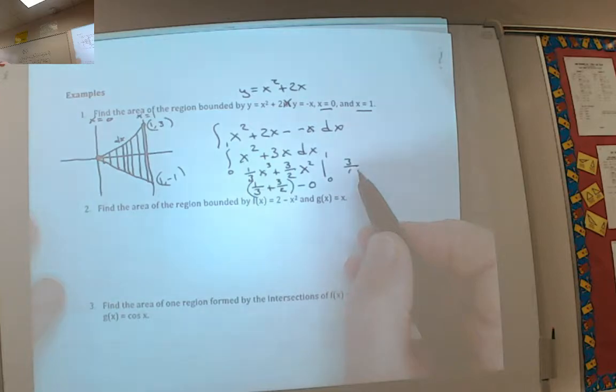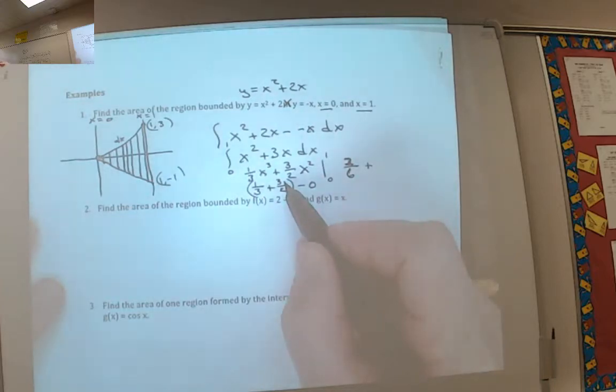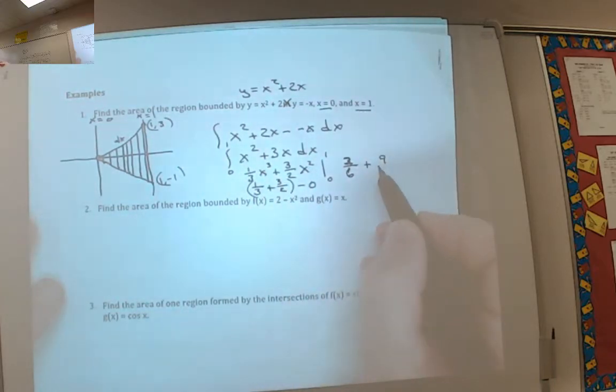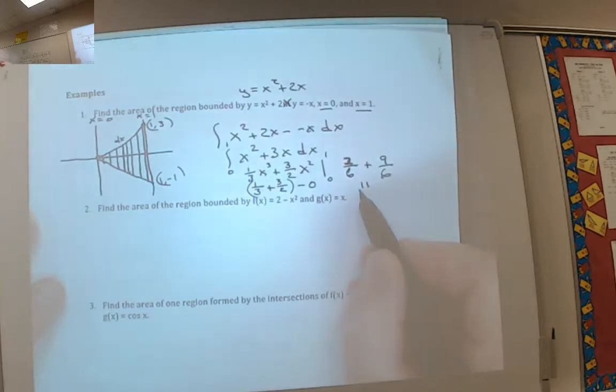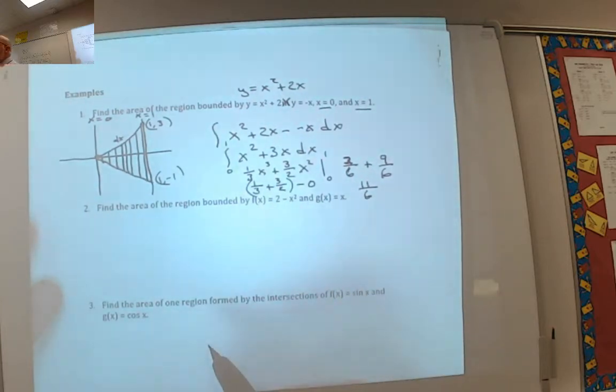No, I don't. I have 2/6 plus what's this going to be, Jake? 9/6. So I get 11/6 is my answer, right? And since it's not a word problem, Nathan, there's no units to write.